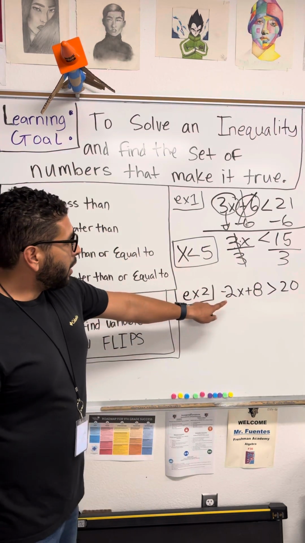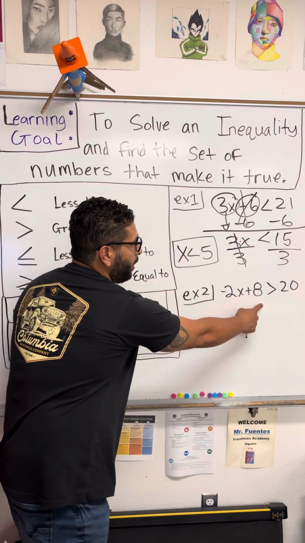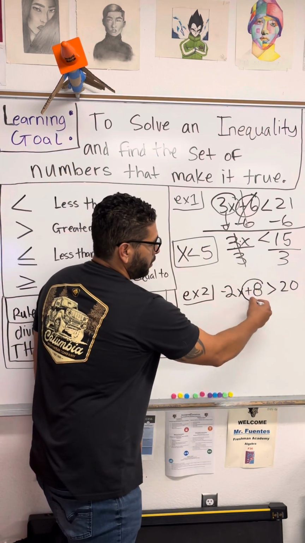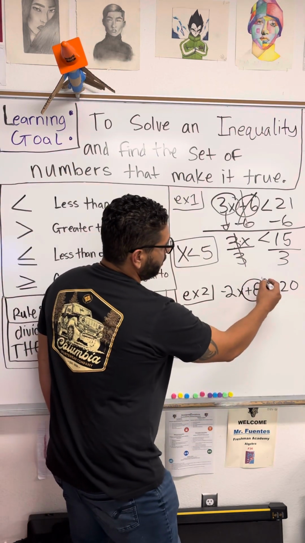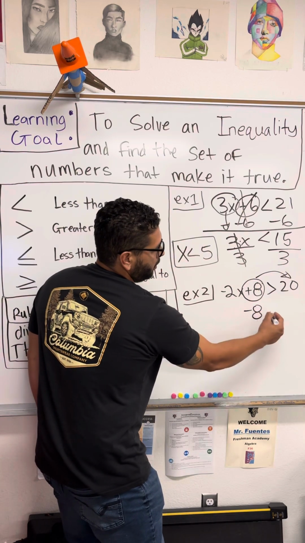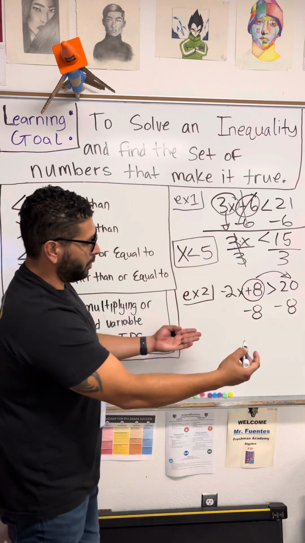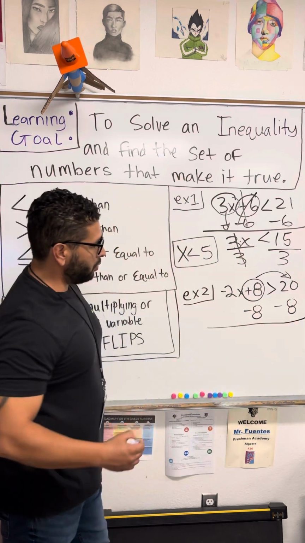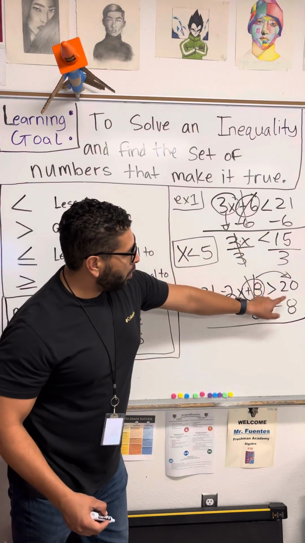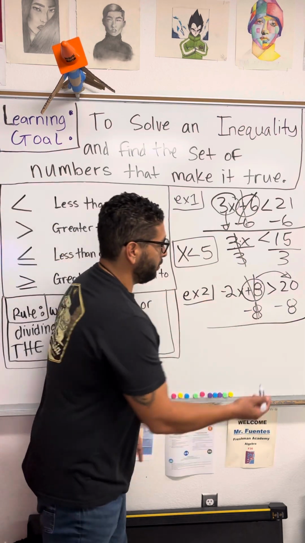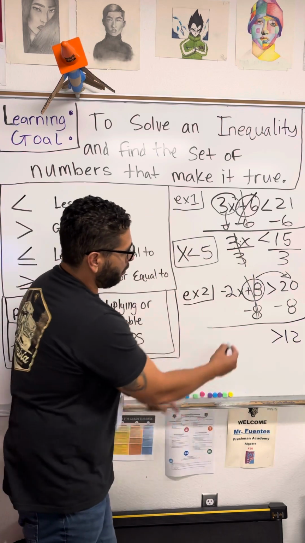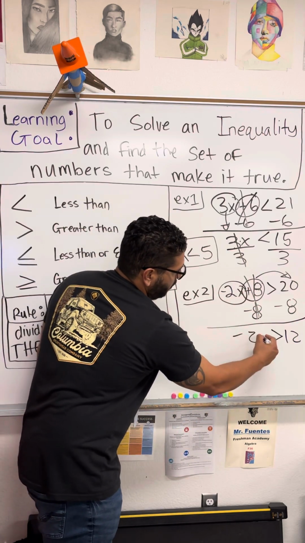Example 2, negative 2x plus 8 is greater than 20. All right, same thing. Start with your constant. I know I'm going to take this plus 8 over here. I'm going to do the inverse of it, the opposite of it, which is minus 8. What you do to one side, you got to do to the other. Draw your line to do some math. Your 8's cancel. Get it out of there. Now 20 minus 8 is 12. Bring down your inequality sign. Bring down what's still left over here, which is just negative 2x.